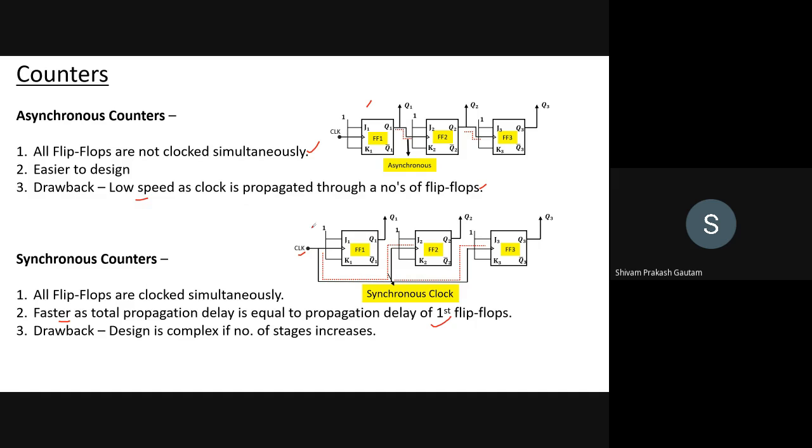What does it mean? Suppose you give a clock to all the flip flops together, so the propagation delay will be the same as that of the first, or you can also consider the second, or the third, right? So what does it mean? The propagation delay of one of the flip flops will be the propagation delay of all of the flip flops. Why? Because the clock is given at the same instant, right?